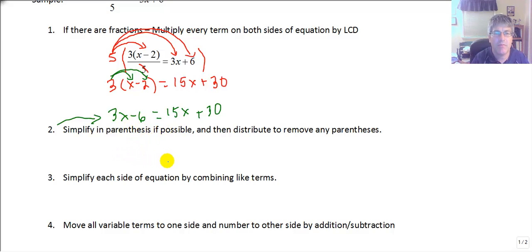Then we can simplify each side of the equation by combining like terms. Well, we really don't have to do that. That's all set for us. So we have 3x minus 6 equals 15x plus 30.